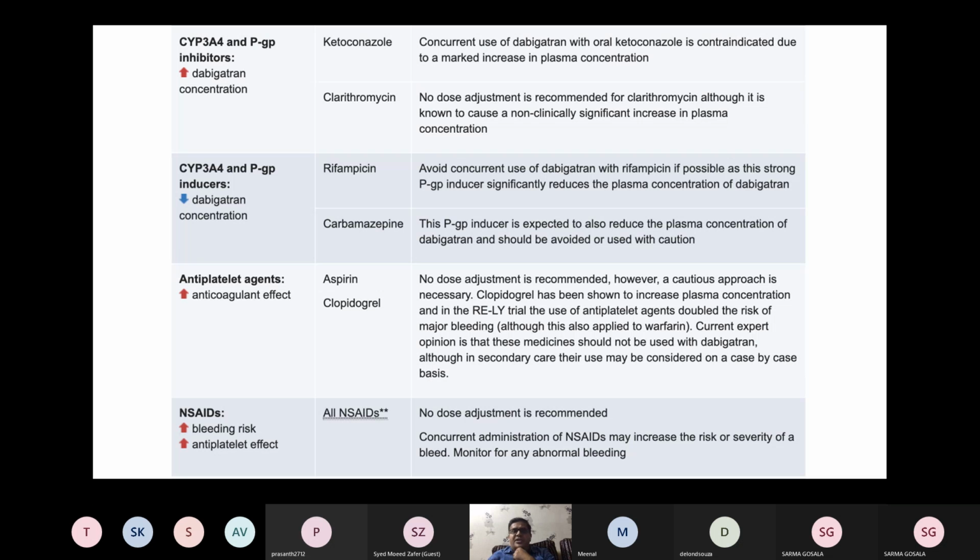Clarithromycin, there's no dose adjustment required, and anyway it's a short-term use. But ketoconazole you need to be careful with. It's generally contraindicated.